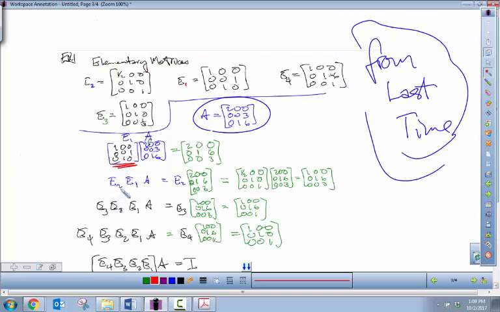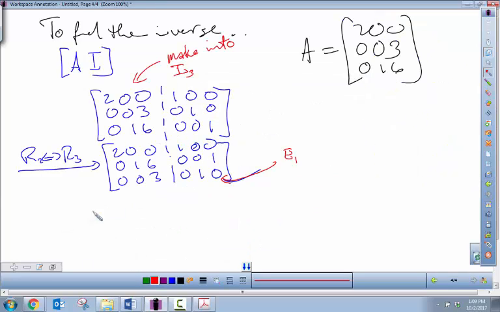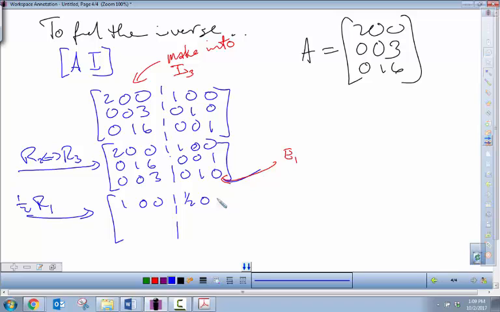According to what we did last time, our E2 was when we multiplied the first row by 1/2. So let's multiply the first row by 1/2. Then we get 1, 0, 0, 1/2, 0, 0, and everything else stays the same. What we have here is E2 and E1 multiplied together.